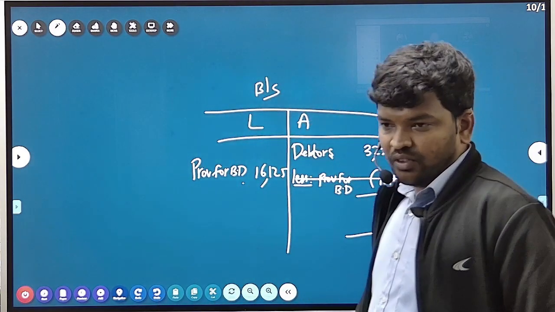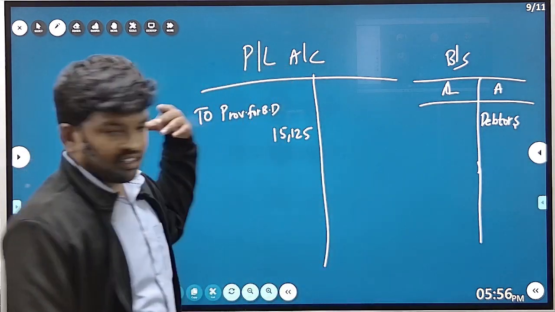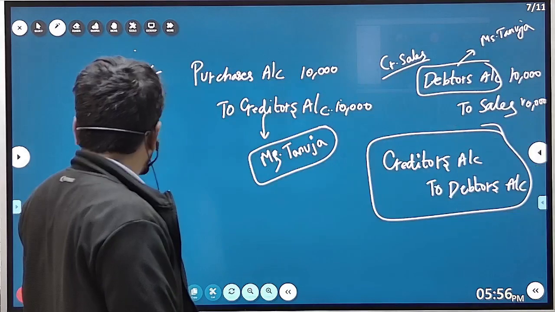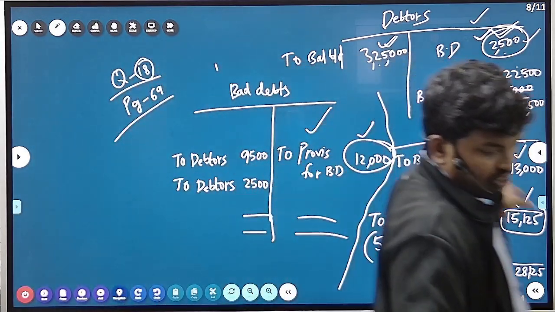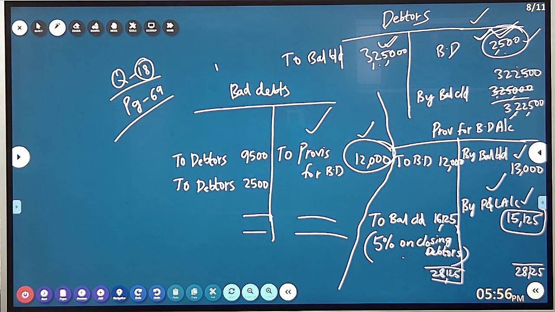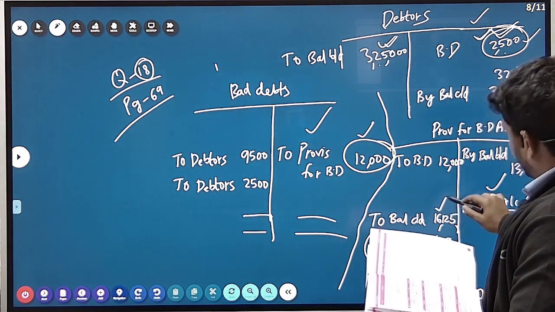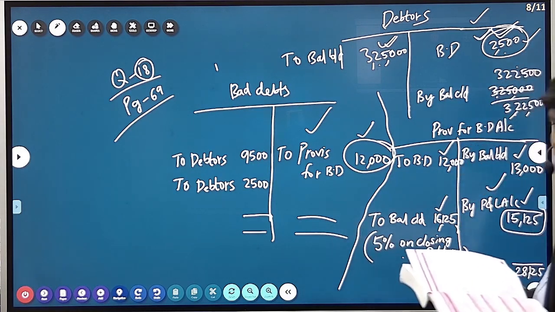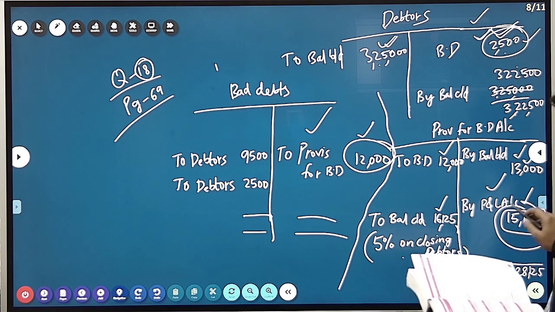P and L account, that is actually what they have given there. That is the 15,125, na? 15,125. 16,125 plus 12,000 comes to 28,125 minus 13,000. This is the balance, na.